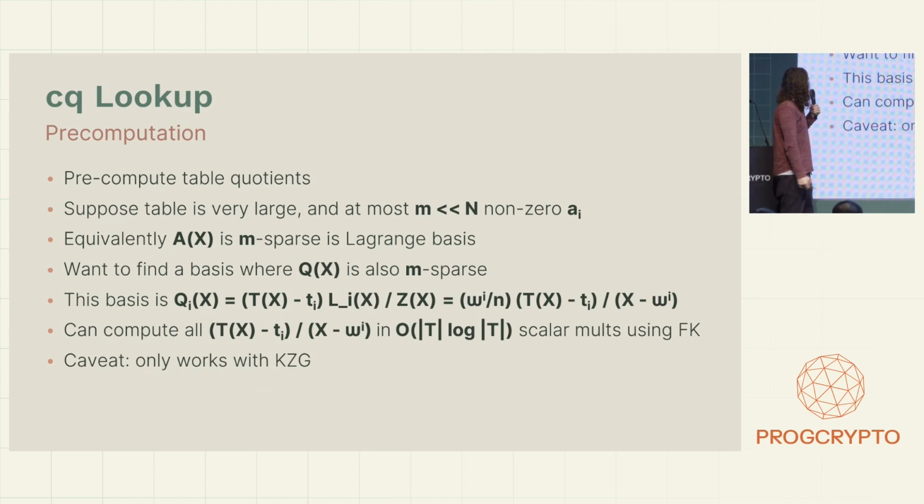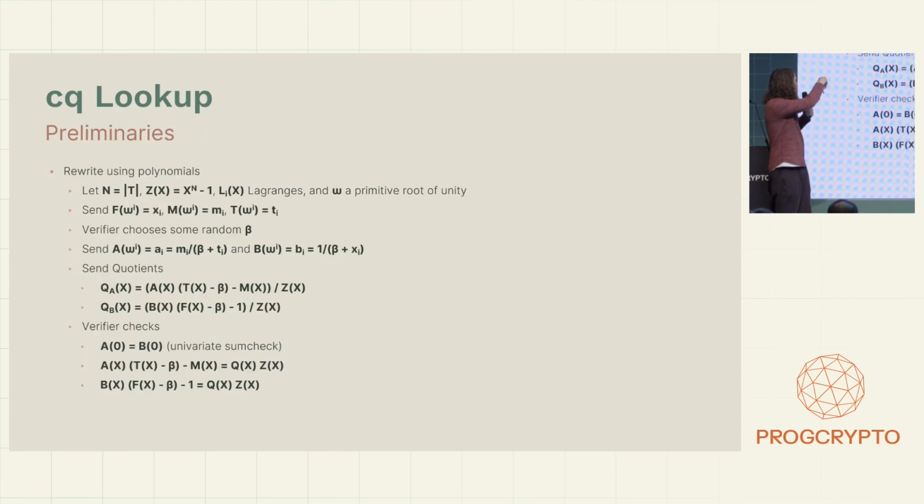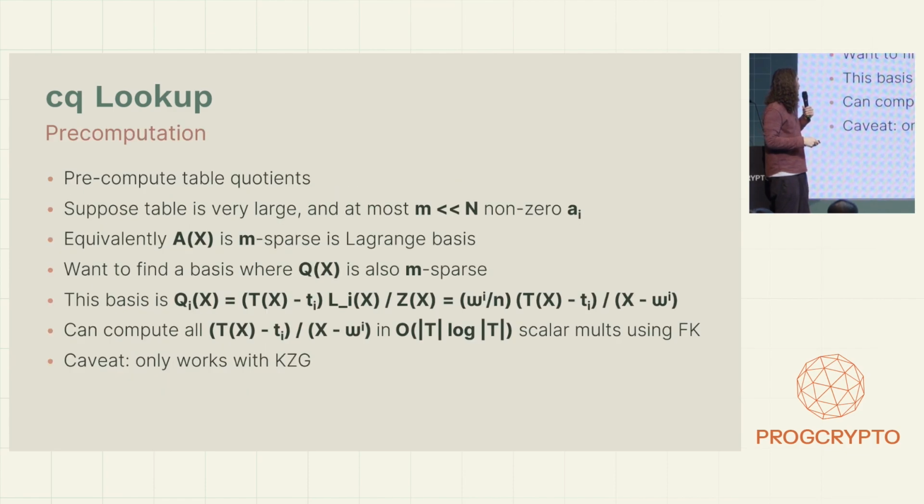So now what if the table is really big and we know it ahead of time? And we're looking up a small number of values relative to the size of the table. When we construct A, it'll be pointwise, it sort of lines up with the table. And we only have a non-zero value of A when we're looking up that value in the table. So we can say that A is sort of sparse in the Lagrange basis, because the Lagrange basis is sort of how you represent pointwise polynomials. So most of the values of A will be 0, except for a very small number of them. So it's m sparse. And we can commit to m sparse polynomials very easily. It's just m scalar multiplications.